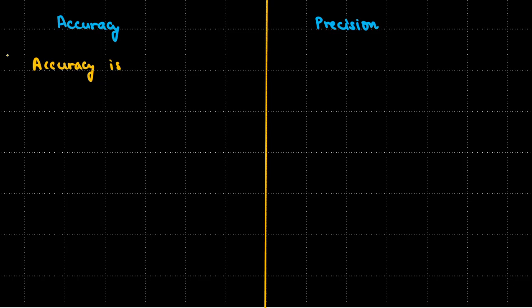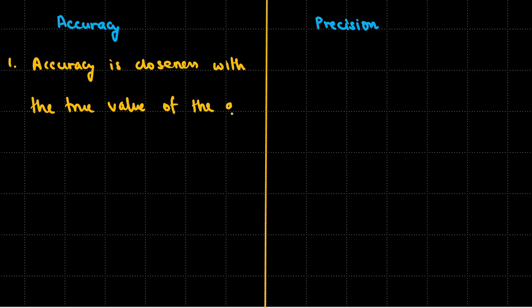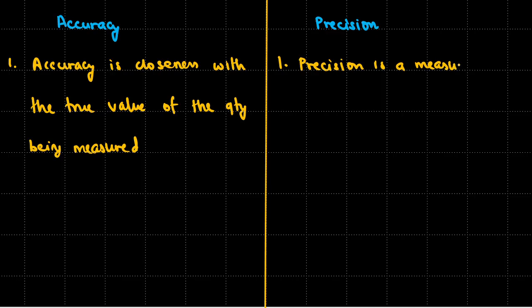So for accuracy, the first point that we're going to talk about is, accuracy is the closeness with the true value of the quantity being measured, whereas precision can be defined as, precision is a measure of the reproducibility, stability of the measurement.